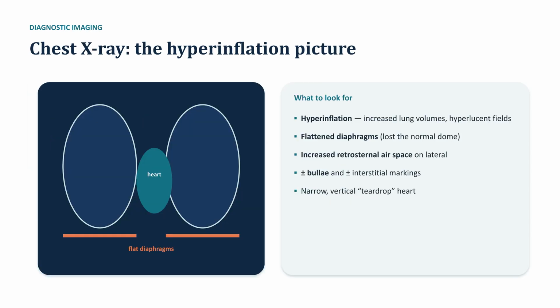The physical exam findings flow from hyperinflation. You will find an increased AP diameter or barrel chest, hyperresonance to percussion, and decreased diaphragmatic excursion. Auscultation reveals diminished breath sounds with a prolonged expiratory phase, plus characteristic wheezes and rhonchi.